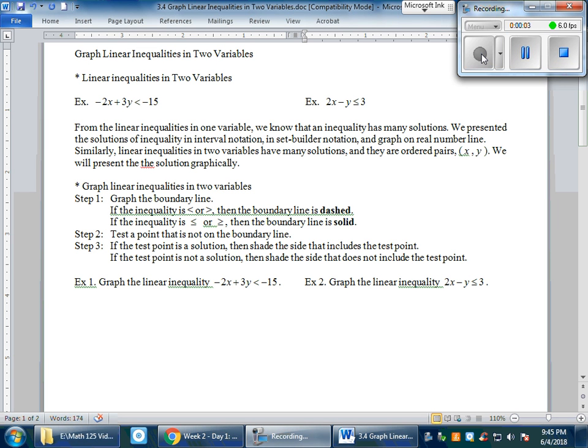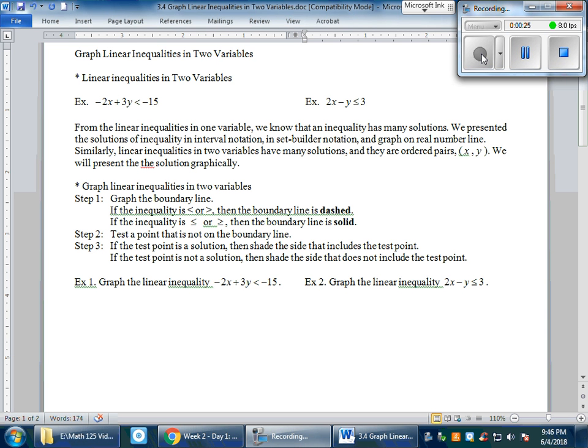3.4. Graph linear inequalities in two variables. Graphing linear inequalities in two variables. Basically, we are presenting the solutions of this inequality in graphical format.